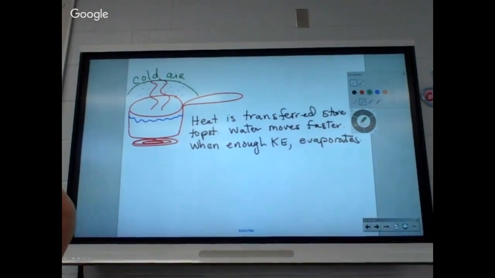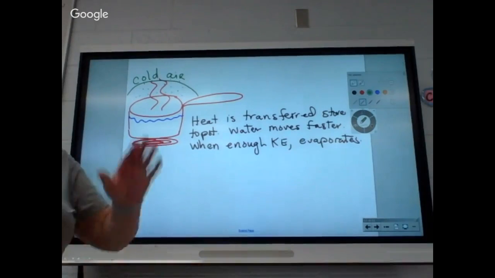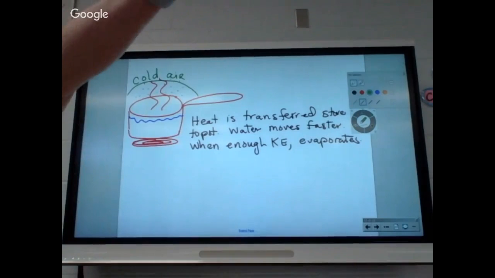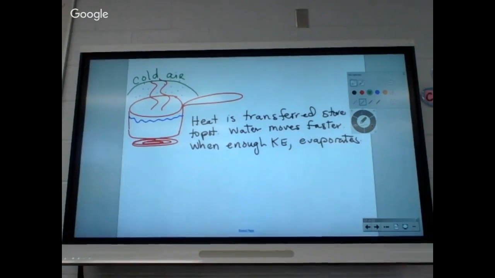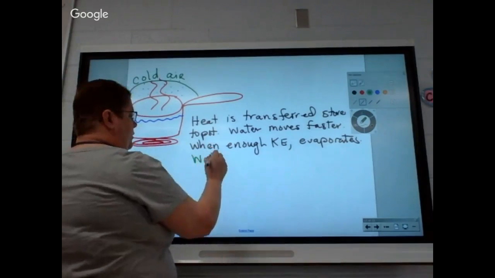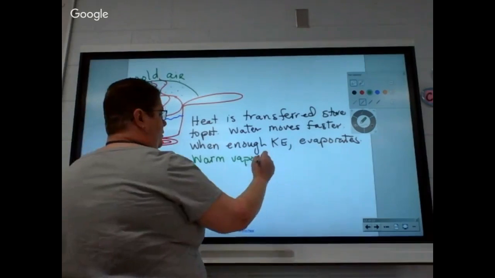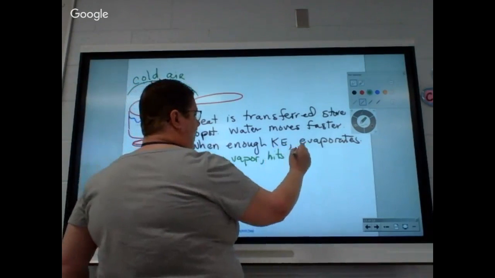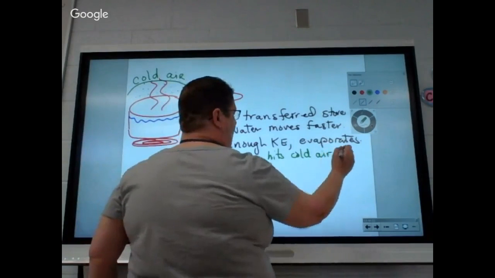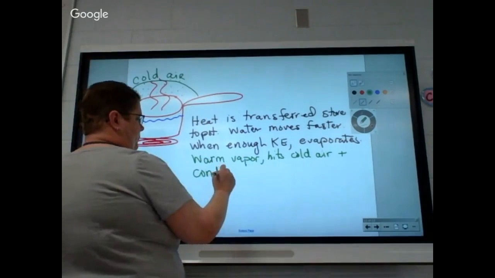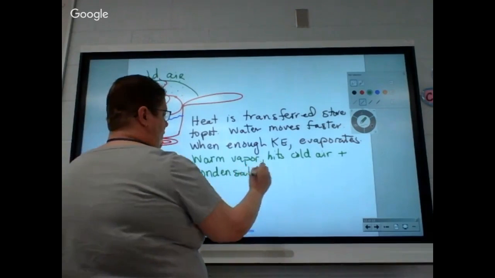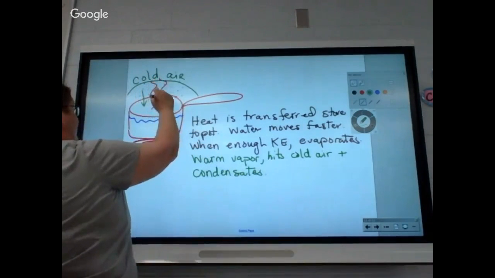When it hits the cold air, like it disappeared. Because it did what? Stop thinking about the pot for a second. It got cold. When any warm water gas hits cold air, what happens to it? It condenses, okay? So the warm vapor hits cold air and it condenses. Okay? It falls back down into the pot.